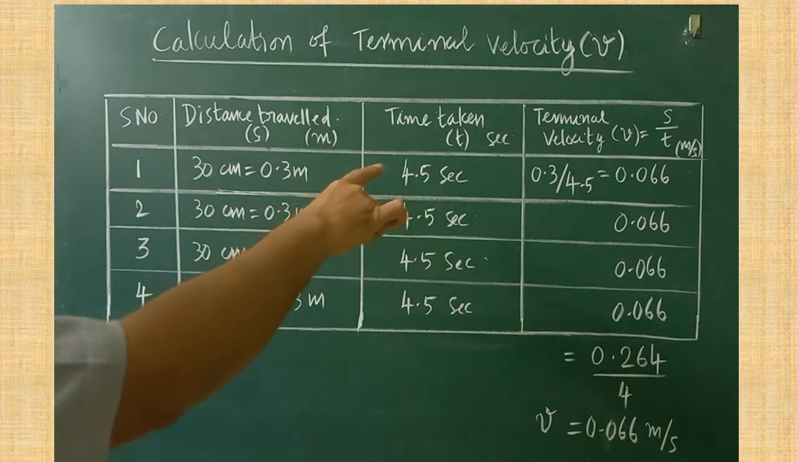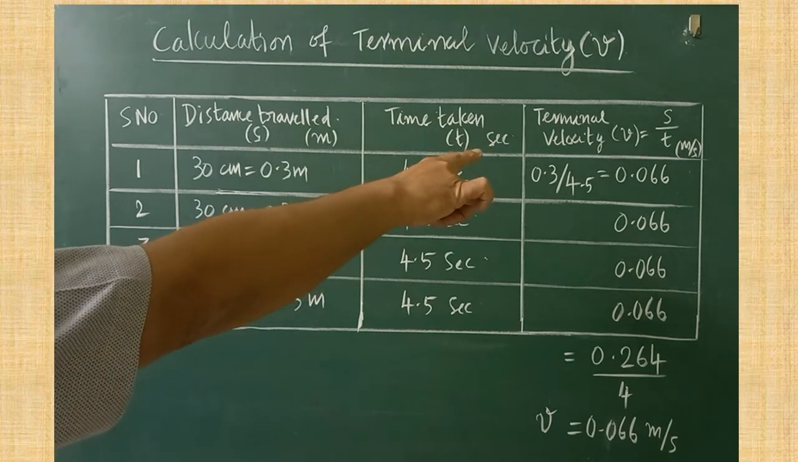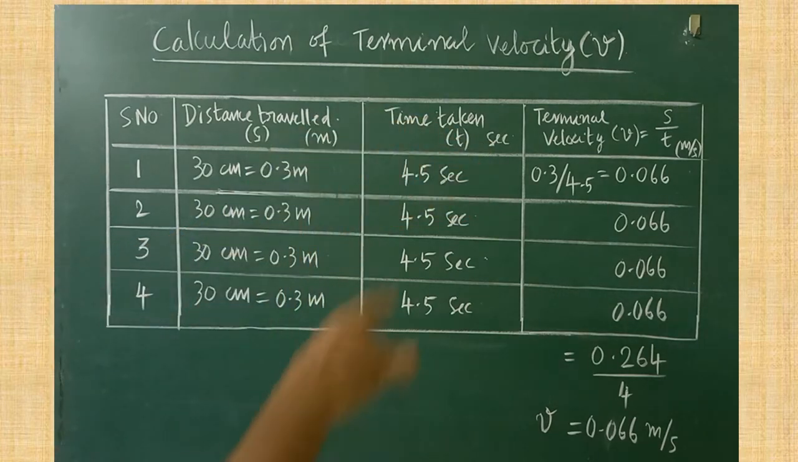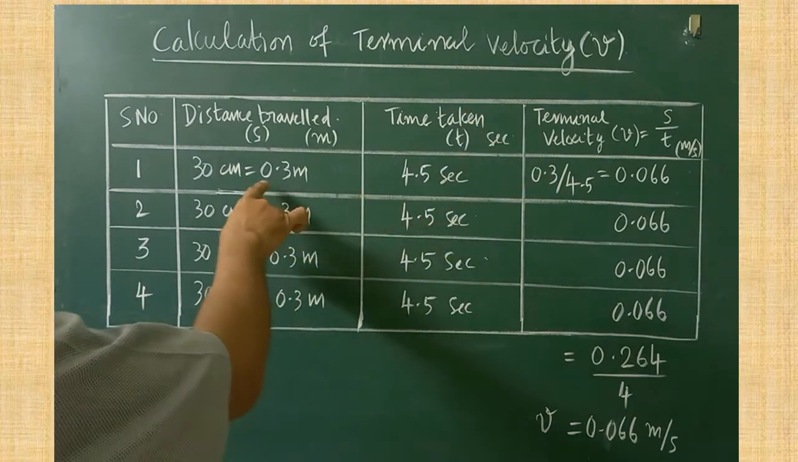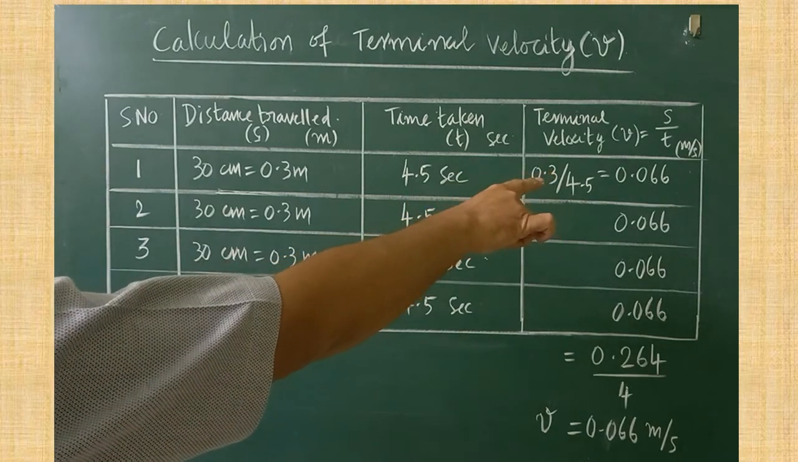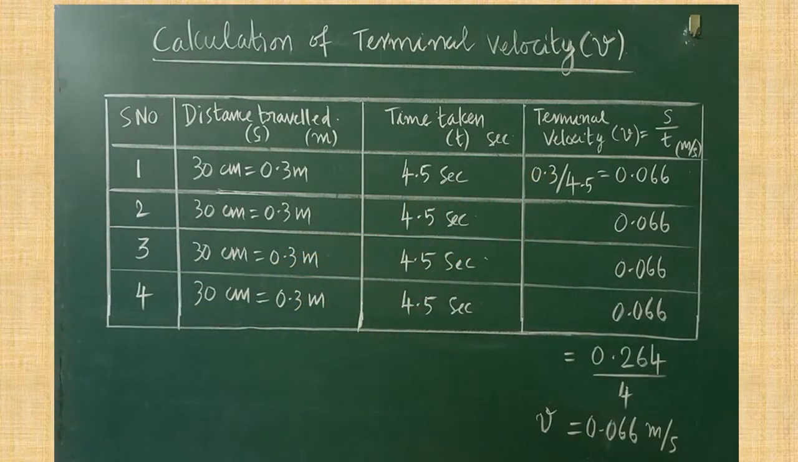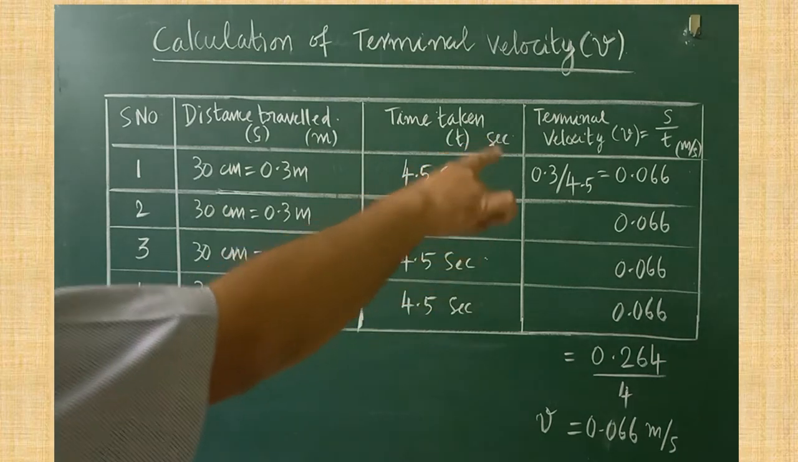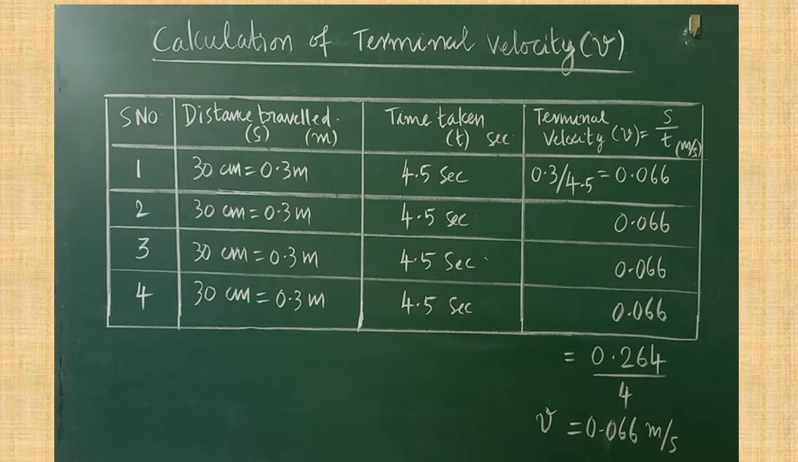So therefrom we have calculated the terminal velocity. The terminal velocity V is equal to distance traveled divided by time taken is the formula. Substitute the value 0.3 meter divided by 4.5 seconds. So in each case you are getting the value as 0.066 meter per second. So add all the values, you will get the answer as 0.264, that is to be divided by the number of readings, 4. So finally the terminal velocity value will be 0.066 meter per second. This terminal velocity value is to be substituted in the main formula to calculate the coefficient of viscosity of castor oil.